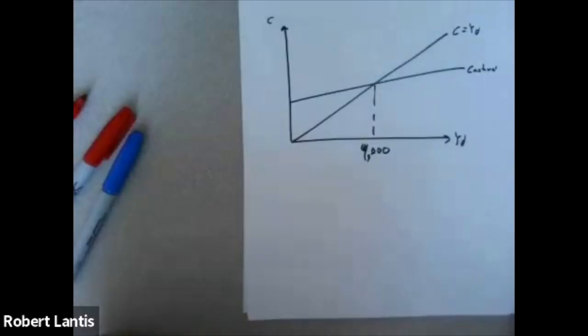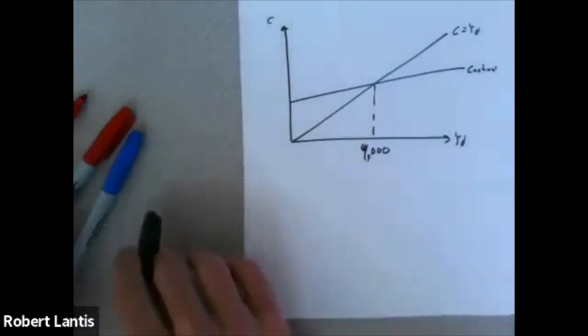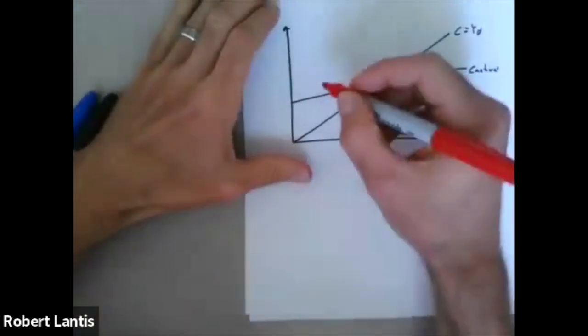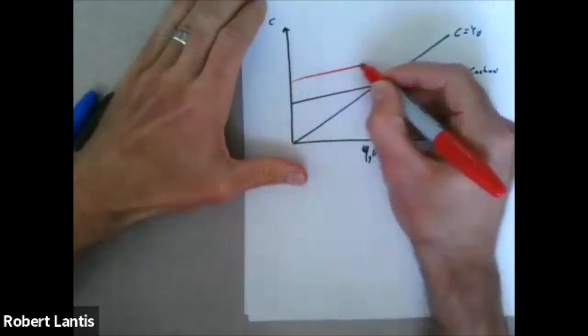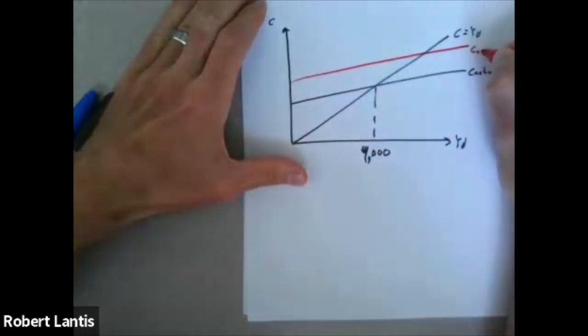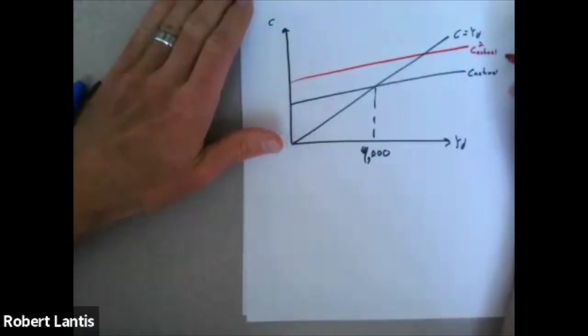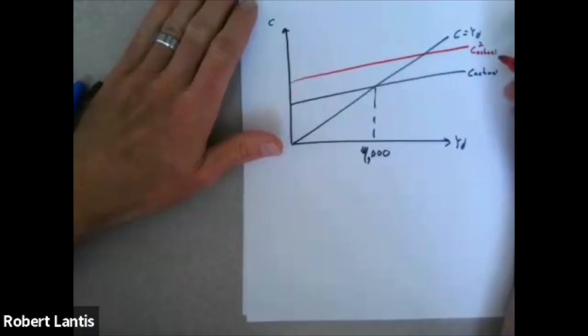Okay. If I have here that consumers expect higher future income, they're going to consume more today because they believe they'll be able to make more money in the future. They don't have to save as much. So the actual level of consumption goes up at every single level of disposable income, because people are spending more today since they think they're going to have more money in the future.